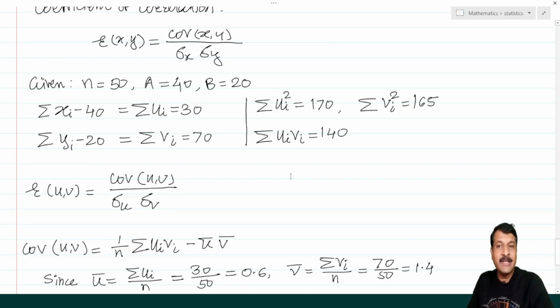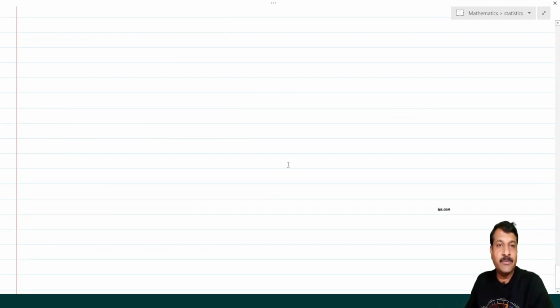So are you getting it? Sometimes we have to use the formula in the form of x and y, and sometimes u and v. It depends on the given values. If tabular values are given, then you can decide whether you have to use x, y or u, v. That depends on you. In the next videos, we will consider more examples on the correlation and regression of lines.